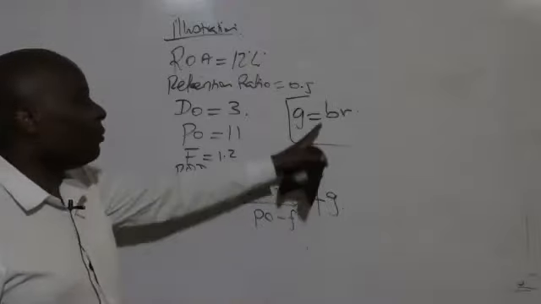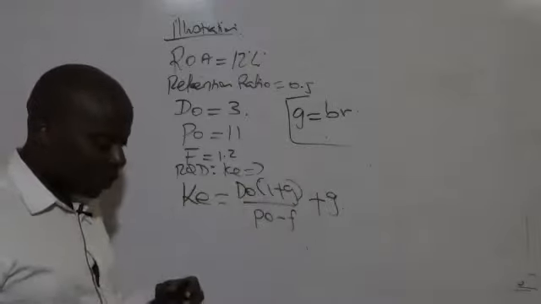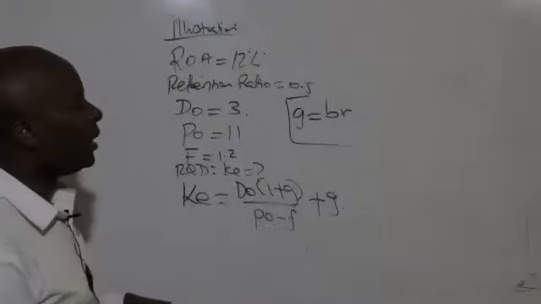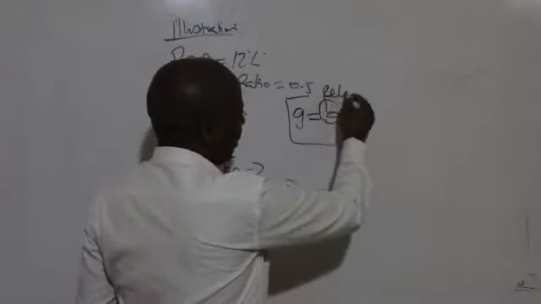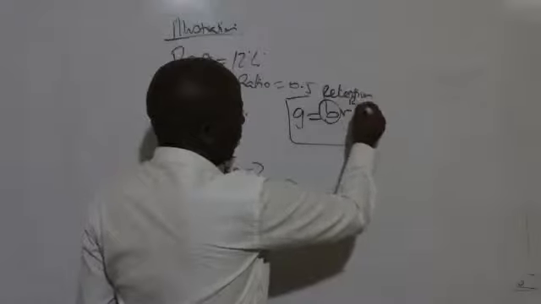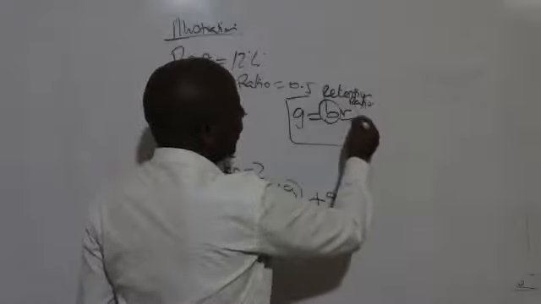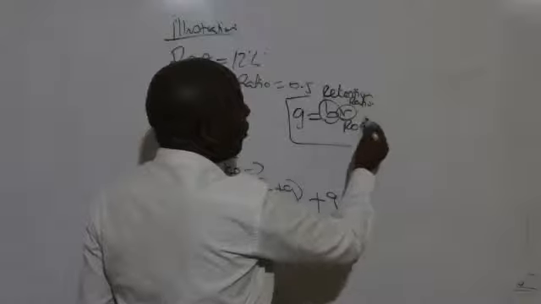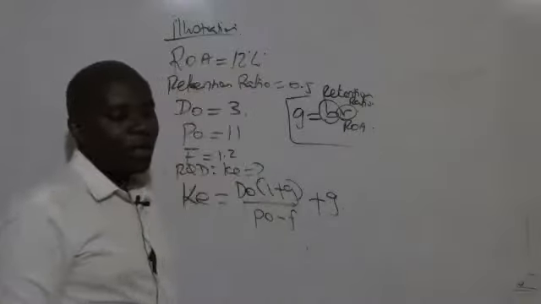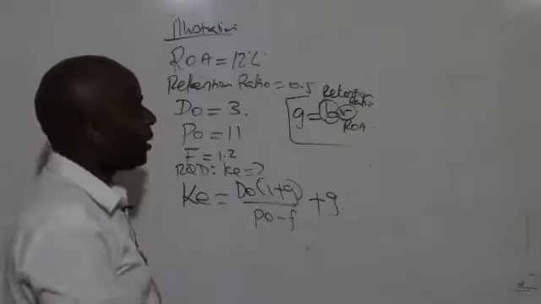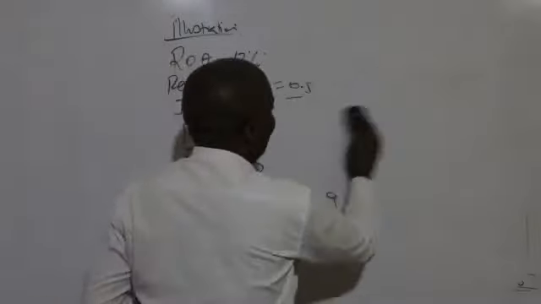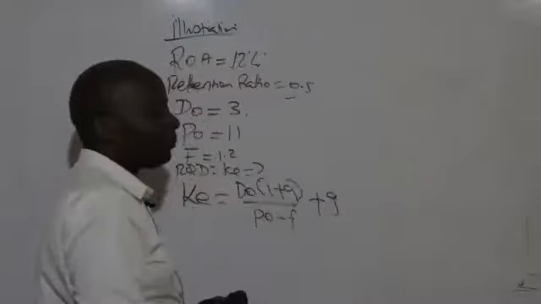So don't forget that B is the retention. B, this is the retention ratio. And then R is our return on assets. R is our return on what? On assets. R is our return on assets.